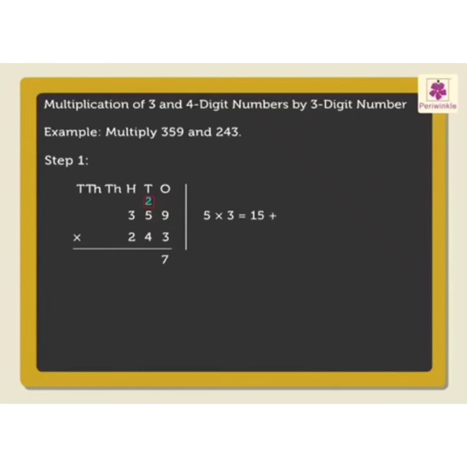9 into 3 is equal to 27. 5 into 3 is equal to 15 plus the carried over 2 is equal to 17. Now 3 into 3 is equal to 9 plus the carried over 1, which is equal to 10. We will call 1077 the first partial product.